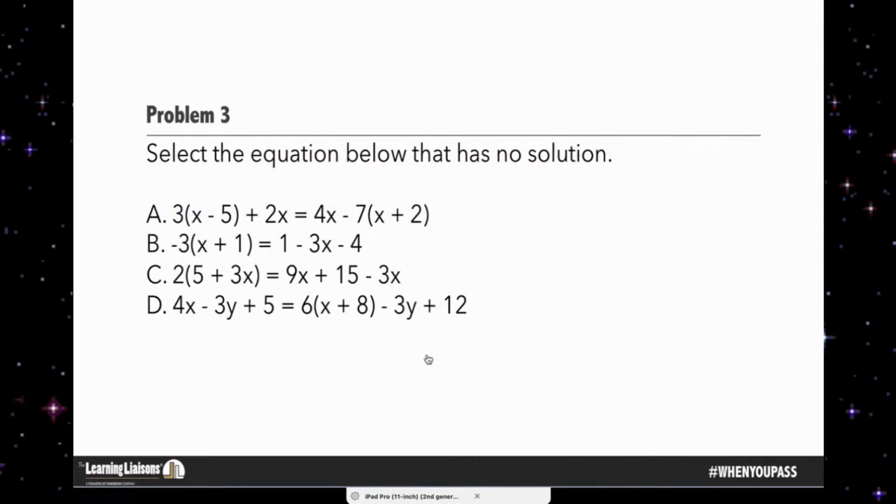Select the equation below that has no solution.